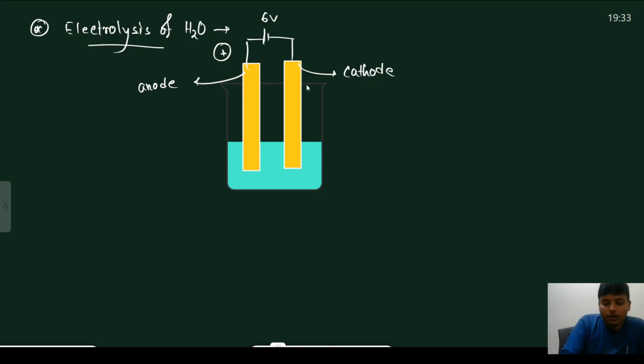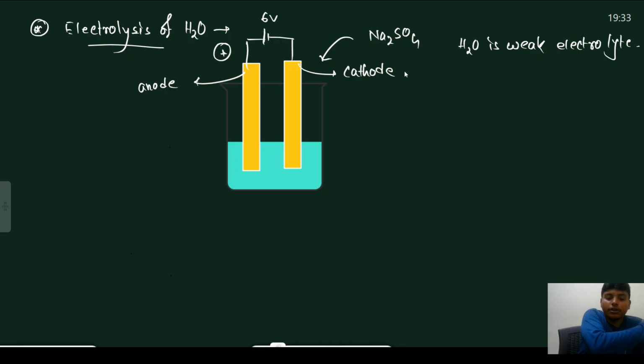Now, remember, water is a weak electrolyte, yes or no? Water is a weak electrolyte, meaning it will not break. So, to enhance this reaction, from the outside we are adding Na2SO4, sodium sulfate. Now, in this solution, what is there? Water is there and Na2SO4 is there. Clear?